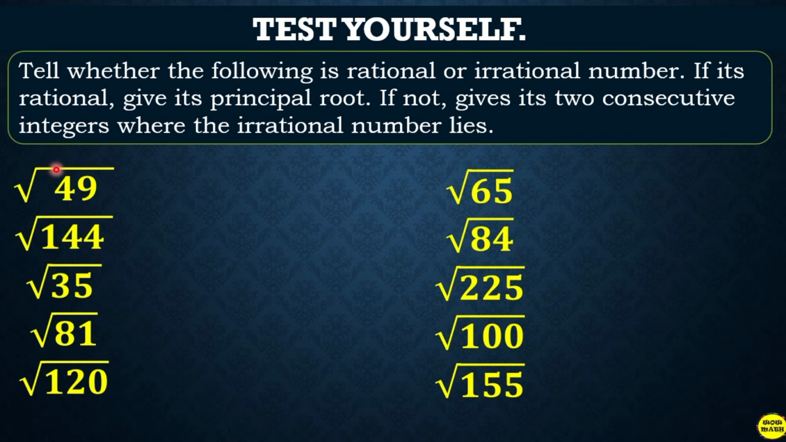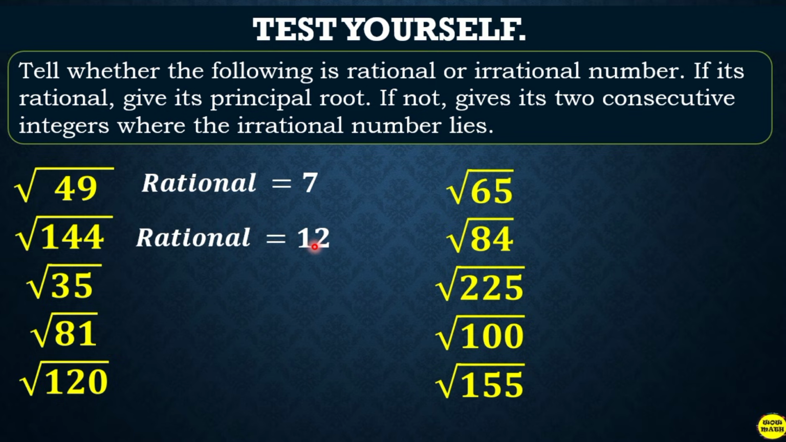So, square root of 49, is it a perfect square or not? Okay, very good. This is a perfect square. So, this is rational. And that is equal to, what is the principal root? 7. How about 144? This is a perfect square. So, this is also a rational number. And what is the principal root? Ano ang principal root niya? Yung number na kapag minultiply natin by itself, the result will be 144? Yes, that is 12 because 12 times 12, that is 144.